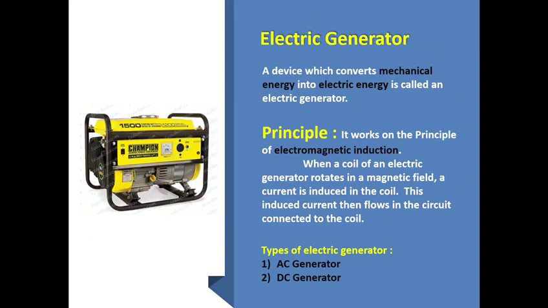There are two types of electric generator, the AC generator and the DC generator. AC generator: a generator which converts mechanical energy into electric energy in the form of alternating current is called an AC generator. DC generator: a generator which converts mechanical energy into electrical energy in the form of direct current is called a DC generator.